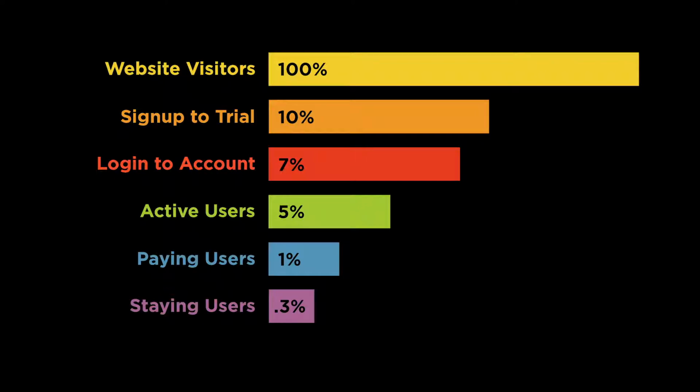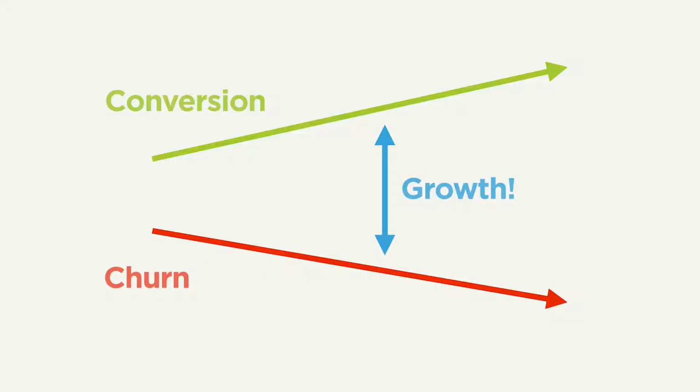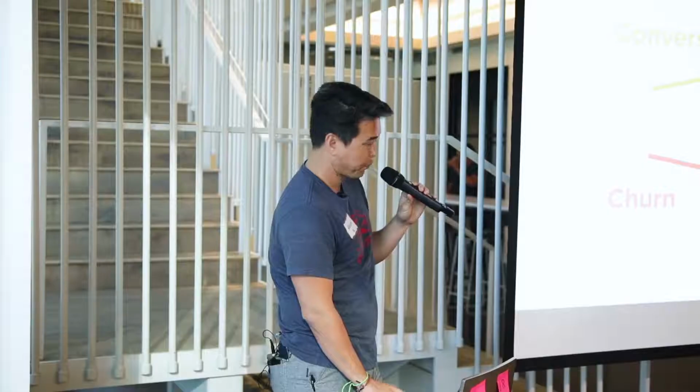This is a typical example conversion rate funnel. And when you're trying to improve the conversion rate, you're basically trying to improve the efficiency of going from one step to the next. And the reason we care about conversion rate is because it's part of the two main drivers of growth. Growth is kind of like the balance between conversion and churn, and basically, growth happens as a gap between the two.